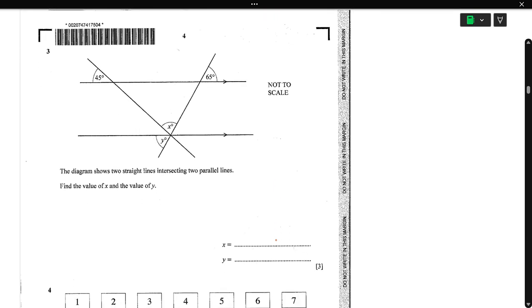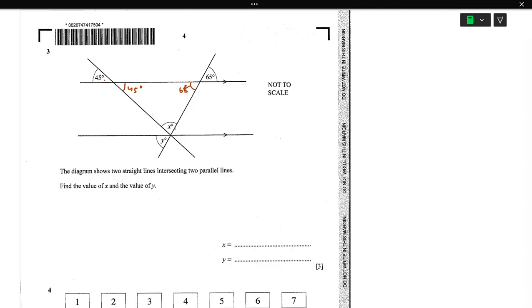Okay, the next question, question 3. The diagram shows two straight lines intersecting two parallel lines. Find the value of x and the value of y. So here is 45, and here also is 45 degrees because vertically opposite angles are always equal. Here is 65, so here also is 65. Now we can see this is a triangle.